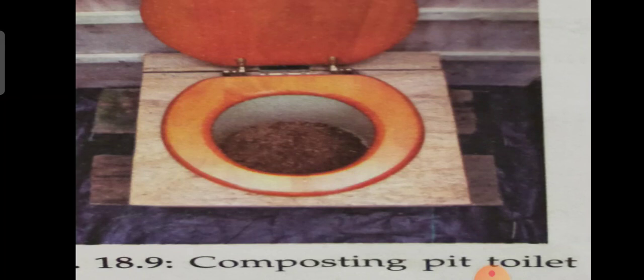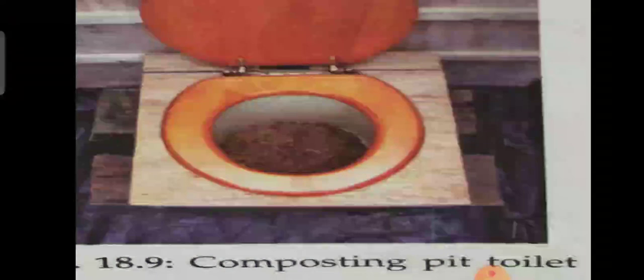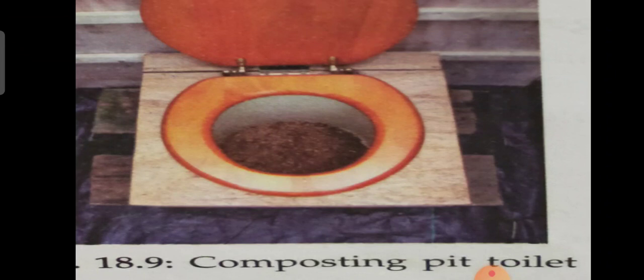And Sulabh toilets are very easy to maintain. Meaning you pass the waste into the Sulabh toilet, then whenever you flush, the water takes those waste materials and sends them to the biogas plant, where they are used for the generation of biogas as well as biofertilizers.